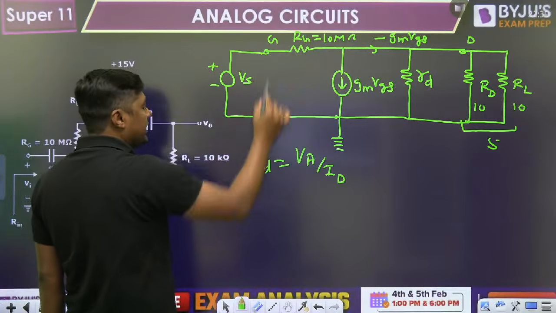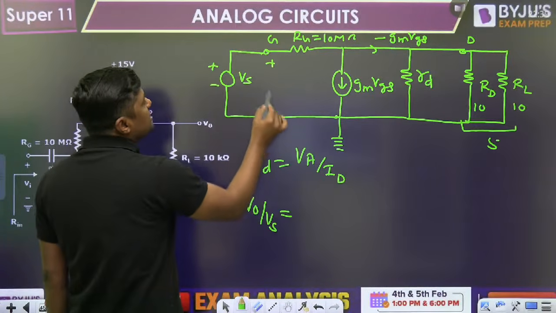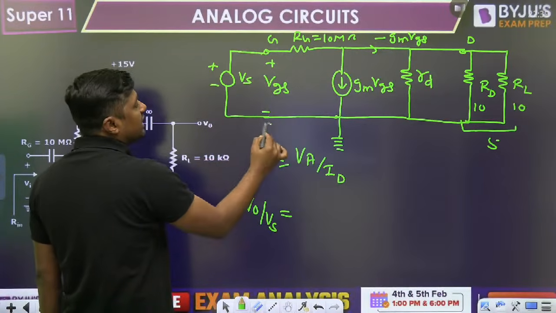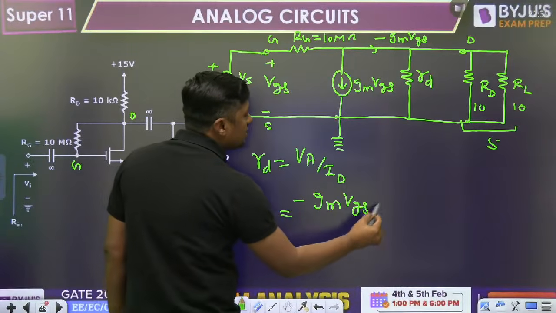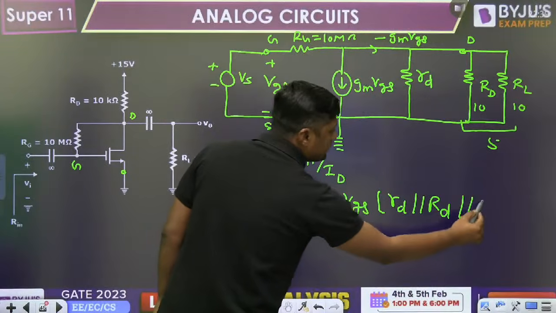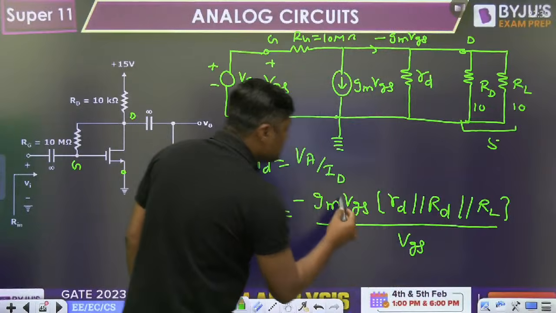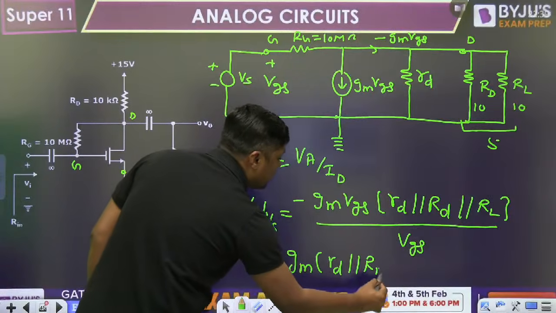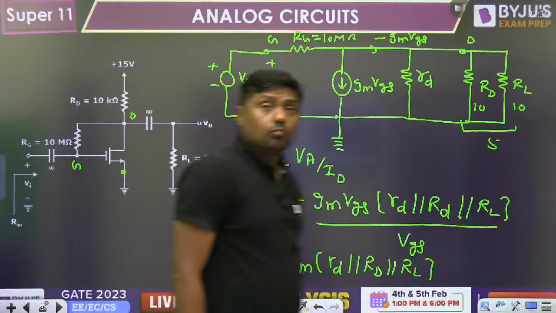We can neglect this current, and approximately you can write V0 by Vs. Vs is nothing but VGS, the voltage between gate and source. So you can write minus gm VGS times rd parallel with RL, upon VGS. VGS cancels. You have to find minus gm times rd parallel with RL. You have to find this value only. That is the small signal model.